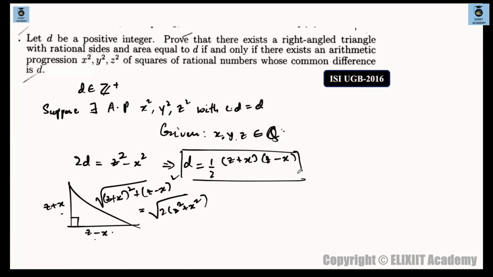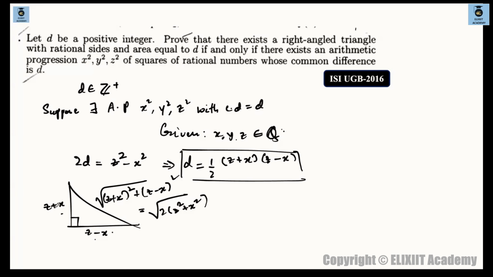D is half into Z plus X into Z minus X. So there will be a triangle where perpendicular is Z plus X and base is Z minus X. So D is proved from here itself. Okay, and the remaining part, what we are proving is that there exists a right angle triangle with rational sides. This is what we are proving.